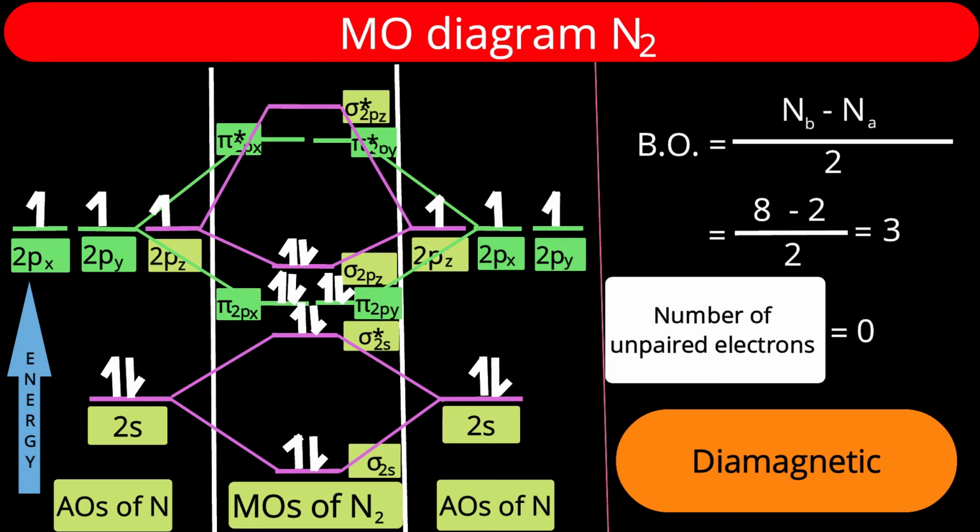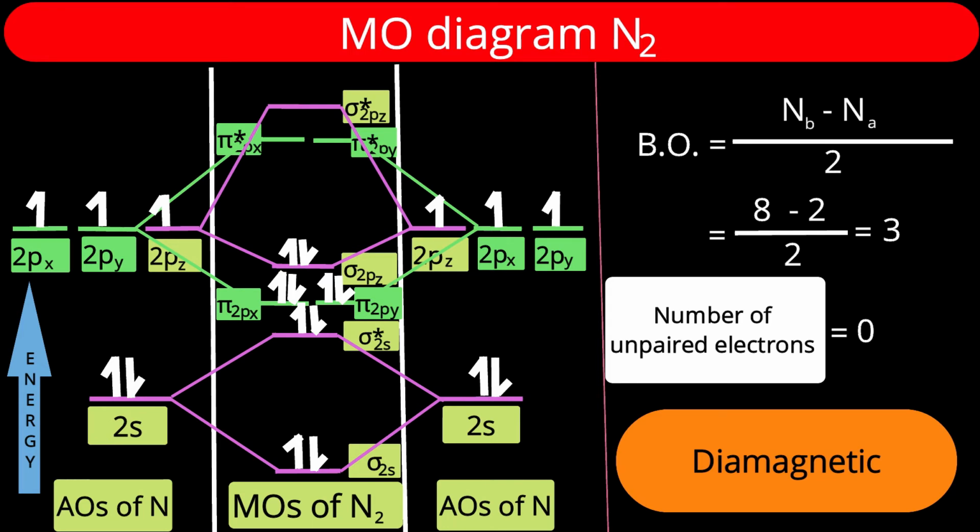In pi 2px and pi 2py, 4 electrons are there. And 4 electrons are equivalent to how many bonds? 2 bonds. So it means in the nitrogen molecule 2 pi bonds are there. But by the way, in sigma 2pz 2 electrons are there, and those 2 electrons can be responsible for how many bonds? 1 bond. Yes, so 3 bonds are present in the nitrogen molecule.